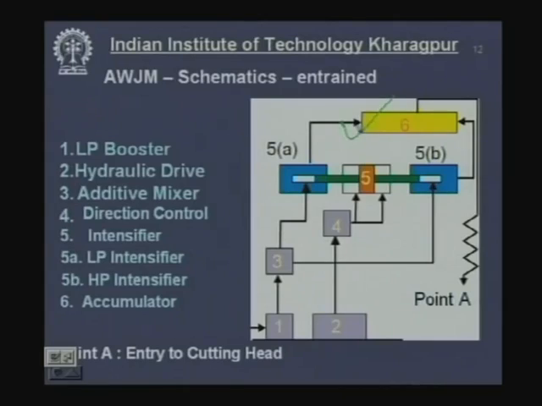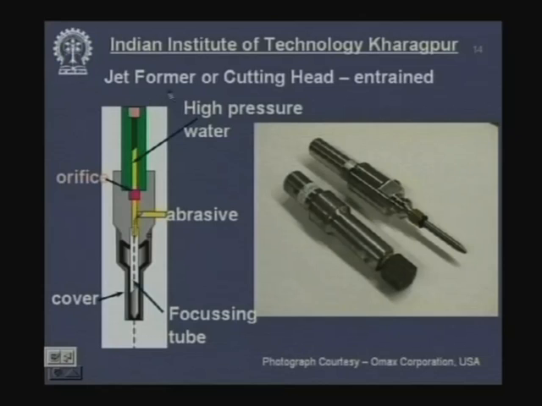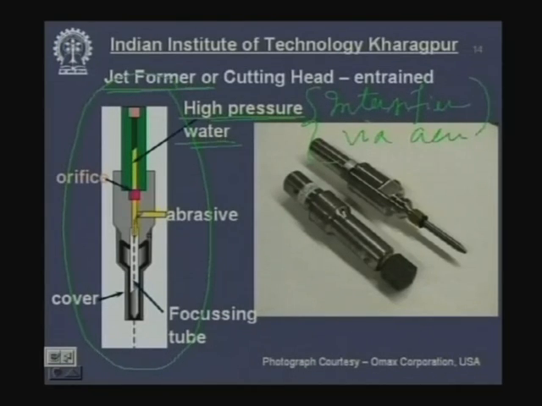So, from the intensifier, where does it go? It goes to my accumulator. From the accumulator, it goes to point A, which is the entry to my cutting head. Where is my cutting head? This is my cutting head, which is also called the jet former. We have already discussed it, but pretty hurriedly. So, here I have high pressure water. Where has it come from? It has come from the intensifier via the accumulator. So, water is available here at 4000 bar.